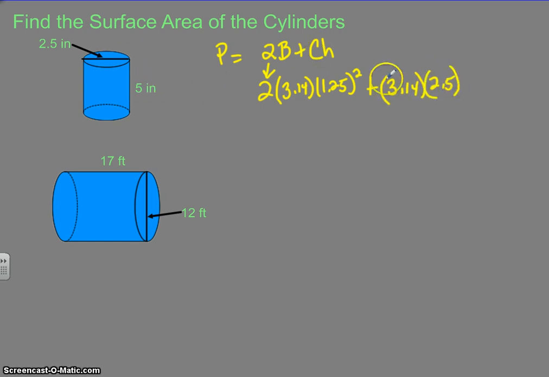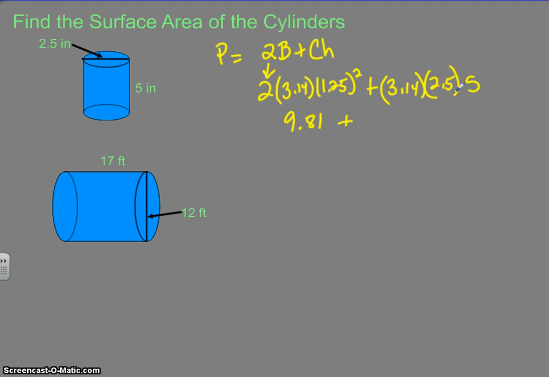Okay, now the height of this structure is 5. Now all we have to do is multiply all this mess together and get an answer. So I'm going to square 1.25, then multiply that by 3.14, then multiply that by 2. Right now, I'm just going to keep it in 2 decimal places to give me a little more exact answer.